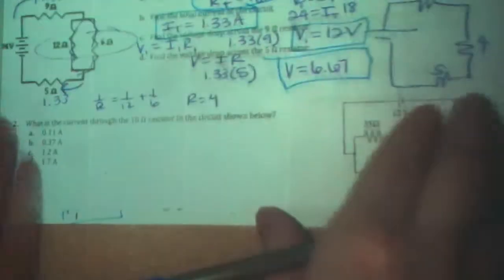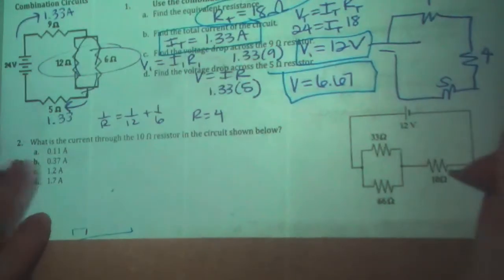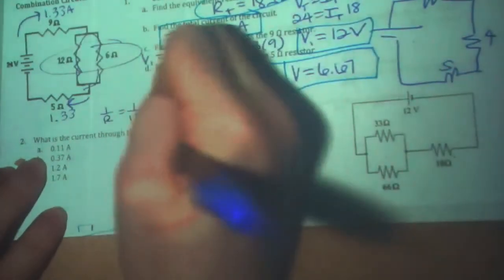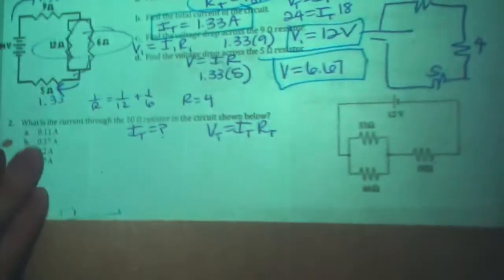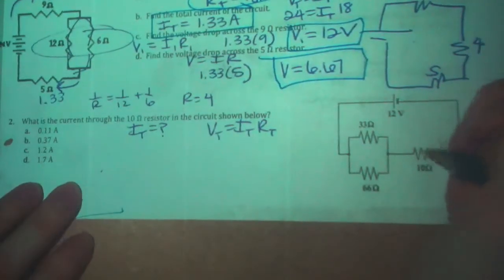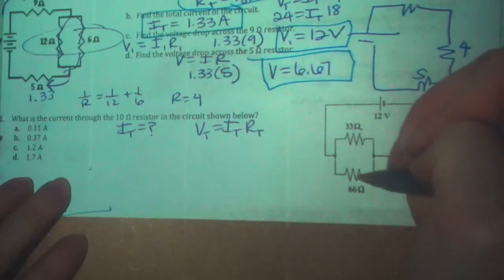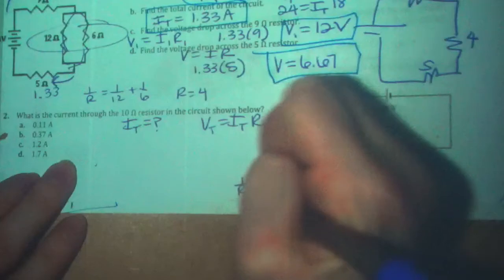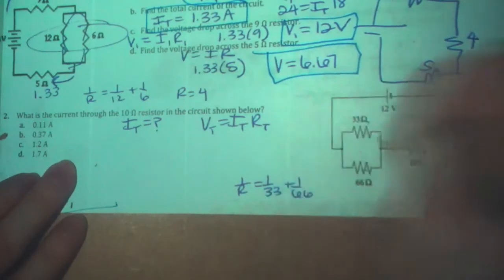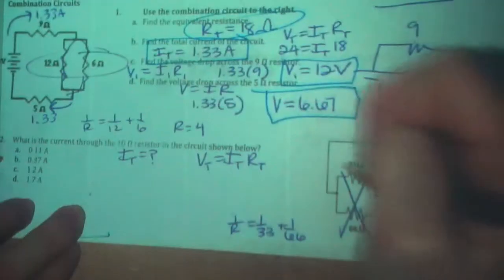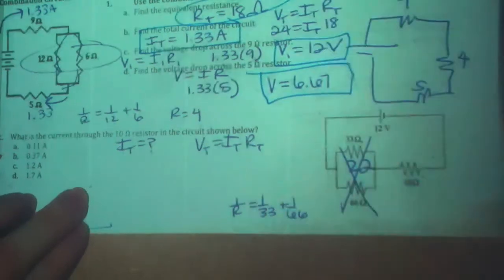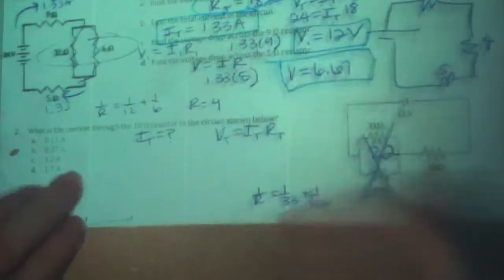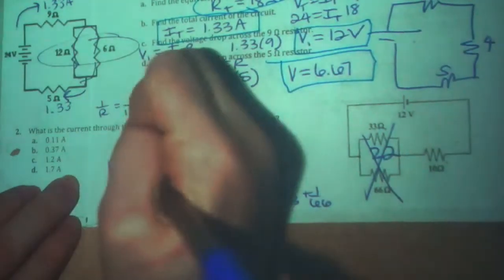Right, number 2, finding the current through the 10 ohm resistor. Well, the current through the 10 ohm is just the total current, so we're going to use V total equals I total R total, which means we need to find total resistance. So I'm going to do these two. They're in parallel, so that would be 1 over R is 1 over 33 plus 1 over 66. Replace those, that just becomes 22. And then you have a 22 and a 10 ohms, that gives you R total is just 32.